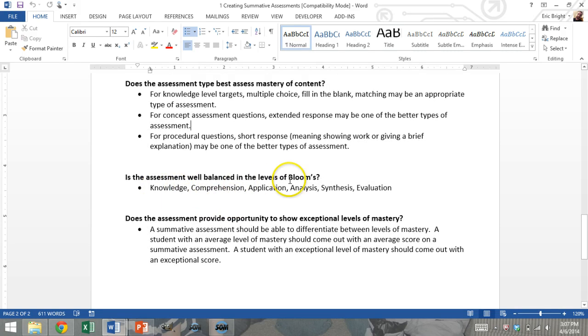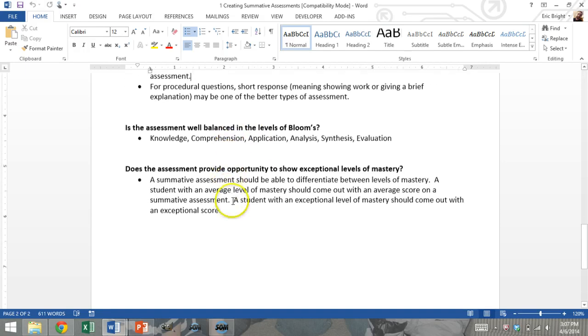Again, do we have a balance of the levels, whether it's CPA, whether it's Bloom's, whether it's Webb's depth of knowledge that you're looking at? Just make sure that we're including those different levels, because that's going to be able to differentiate between the students who are at the different levels. We're going to find out the degree of content mastery, and that gets to, can we show exceptional levels of mastery? So do we have something in there, and that ties into these levels, so that we can see the difference between the A and the B students? Can we see the difference between the meets and exceeds students?